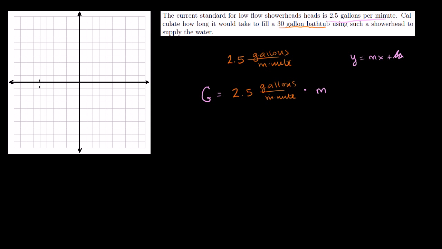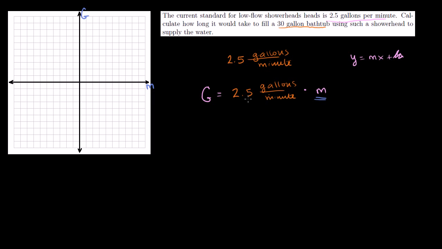So instead of calling this the x-axis, remember x, the independent variable, is now the minutes that we let it flow. So that's the m-axis for minutes. And the vertical axis, instead of calling it the y-axis, I'm going to call it the g-axis for the number of gallons we've filled. And I'm only going to deal in the positive quadrant, assuming we can only have positive minutes. So what's going on here?